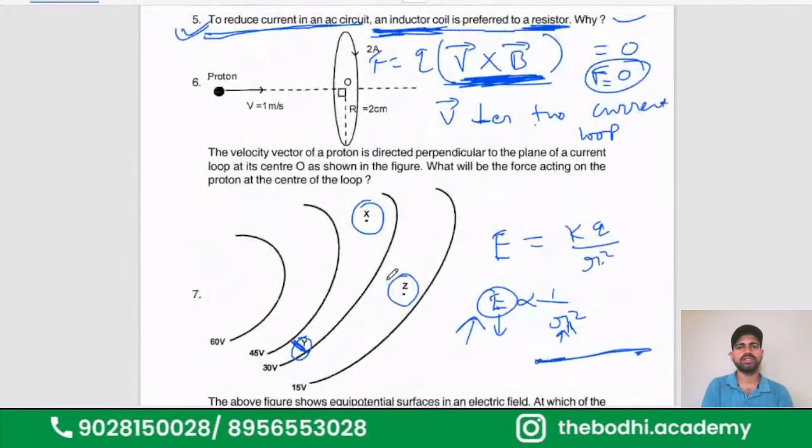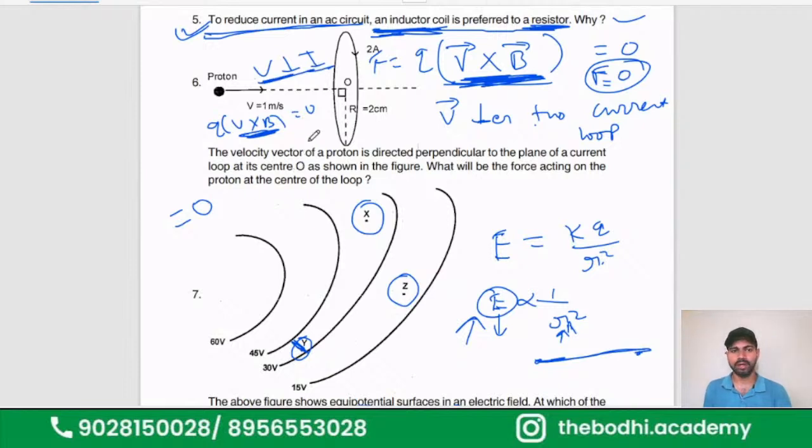Now, this question I have discussed so many times before. The answer always goes to zero. Why? Because velocity and the current loop are perpendicular to each other. So the cross product q V cross B is equal to zero. Okay, V cross B is equal to zero, not V cross I. Hence, we have force also zero.